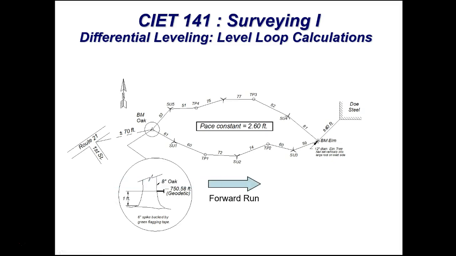So we're going to do a forward run down here on the bottom part, and then we're going to do a backward run back that way. So hopefully when we go from oak to elm and back to oak, we end up finding the same elevations forwards and backwards. That's the idea, at least.